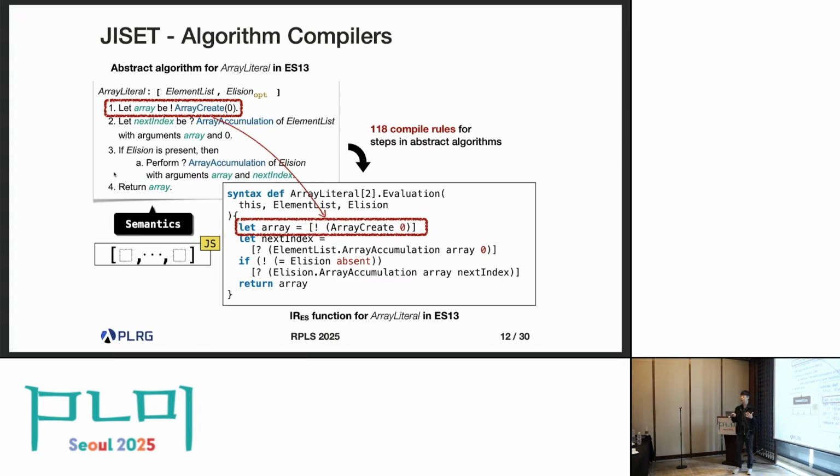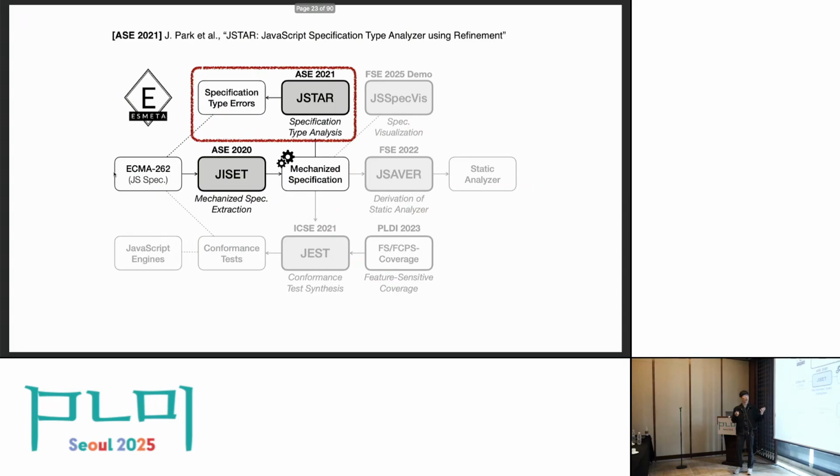So this is how to extract the mechanized specification from the original language specification. So now we have a mechanized specification from the original specification. Now we can execute JavaScript programs on our mechanized spec, or actually we can mechanically handle the semantics using our extracted mechanized spec. So our first application of that mechanized specification, we want to detect some errors in the specification by analyzing the specification. So we want to design the type analysis for the specification.